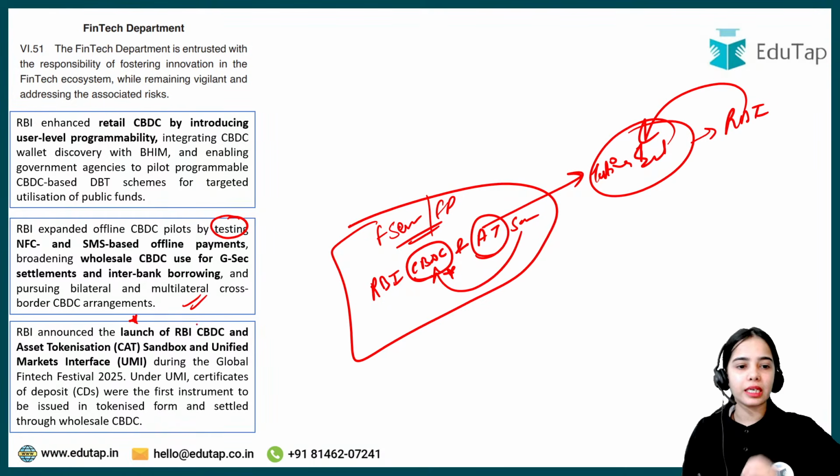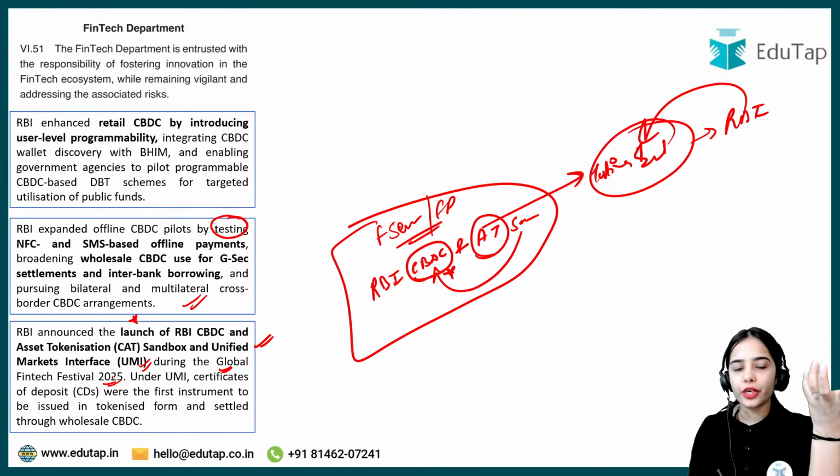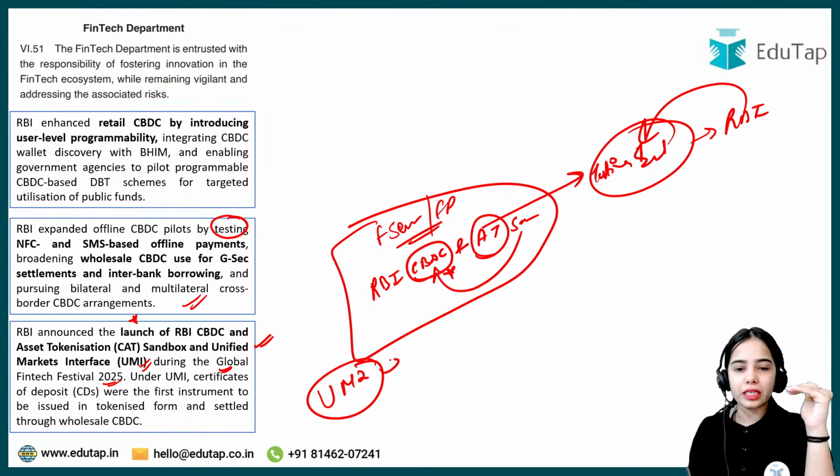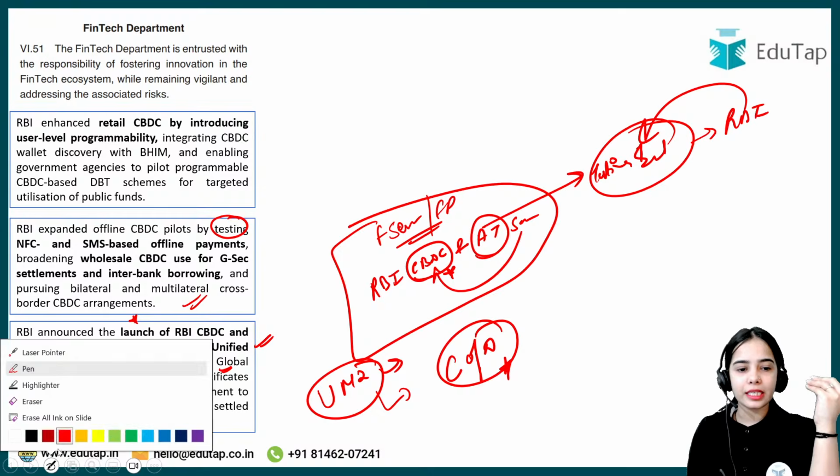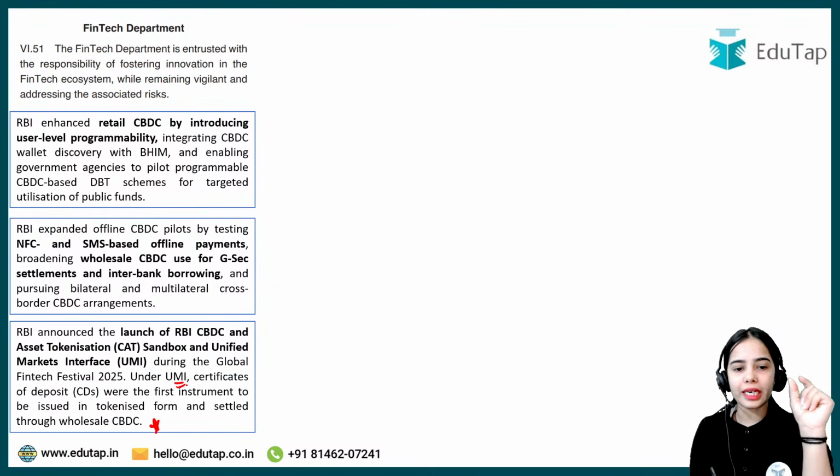Okay, so it has been said that the RBI is going to launch the RBI CBDC and asset tokenization sandbox, as well as the Unified Market Interface, which is also being launched during the Global FinTech Festival 2025. We have already discussed this in the last session also: under this platform, certificates of deposit were the first instrument to be issued in tokenized form and settled through wholesale CBDC. I hope you remember this.